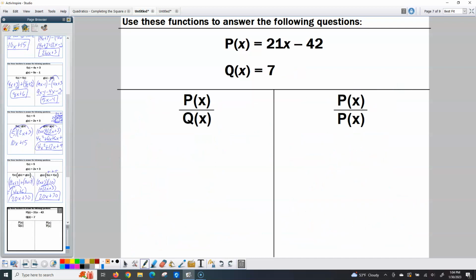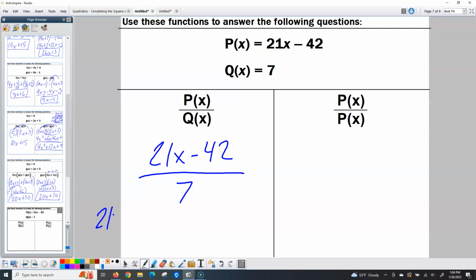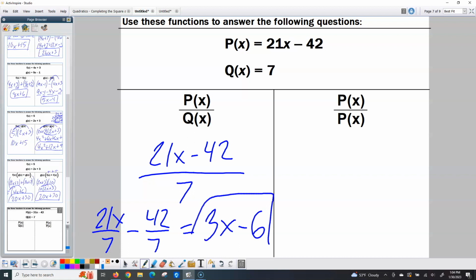Next, I got some division. So I got p of x is 21x minus 42, and q of x is 7. And it's important to know that 7 goes with everything. So that's 21x over 7 minus 42 over 7. So I think that 21 over 7 is 3x minus 6. 42 over 7 is 6.